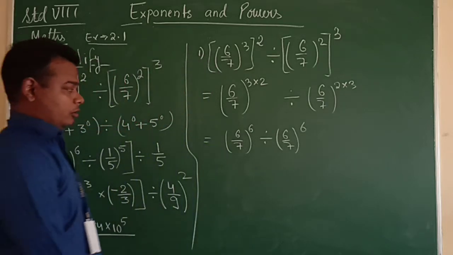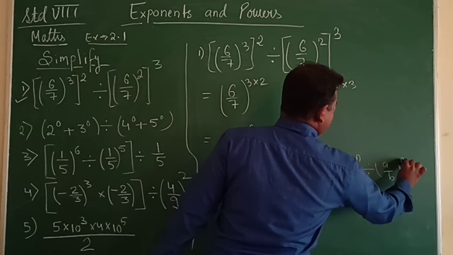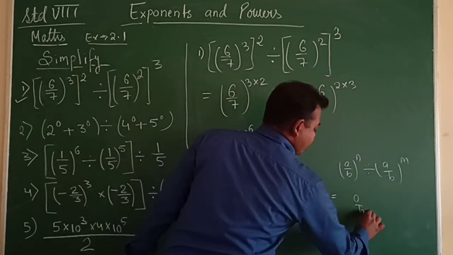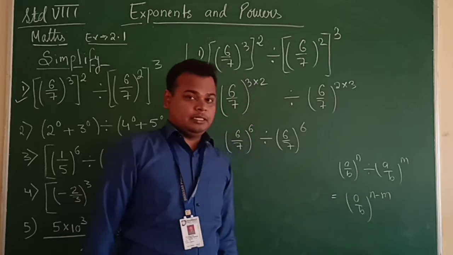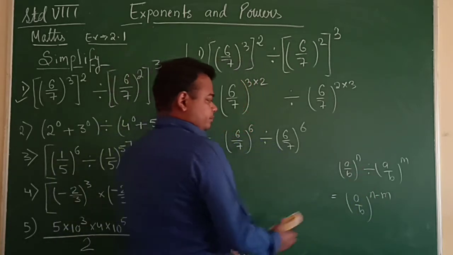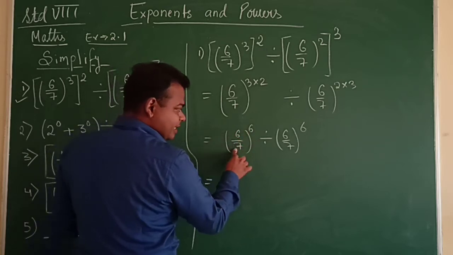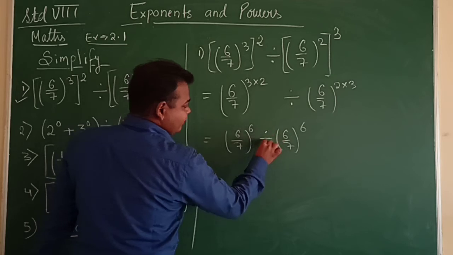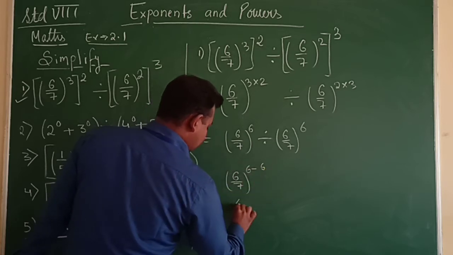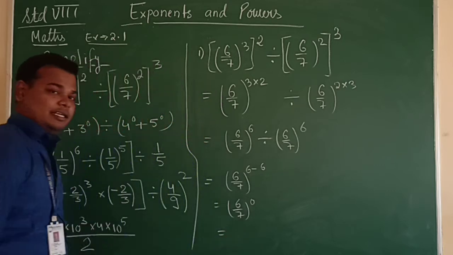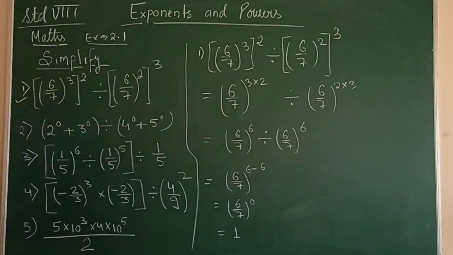Here again we will use the law: (a/b)^n divided by (a/b)^m gives (a/b) to the power n minus m. If it is in division form, then the powers get subtracted, and in case it is in multiplication, then they will be added. Here it is division, and you can see the same base, 6 by 7, so we will subtract: (6/7) to the power 6 minus 6, that is (6/7)^0. And we know that anything to the power 0 is equal to 1. So it will be written as 1. And this is how the first question will be done.